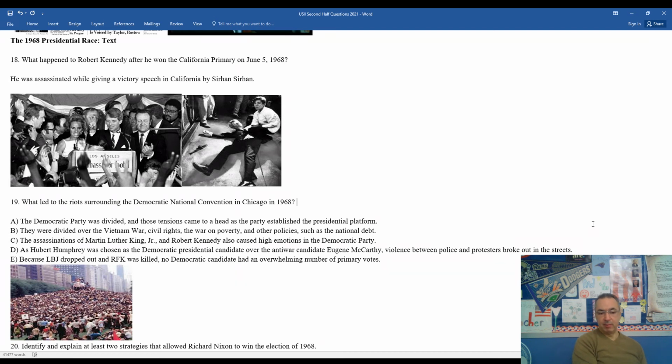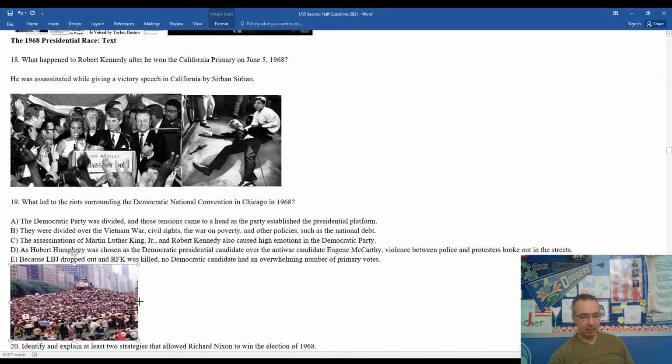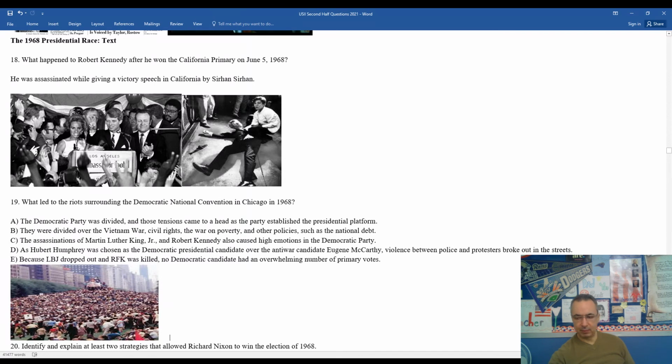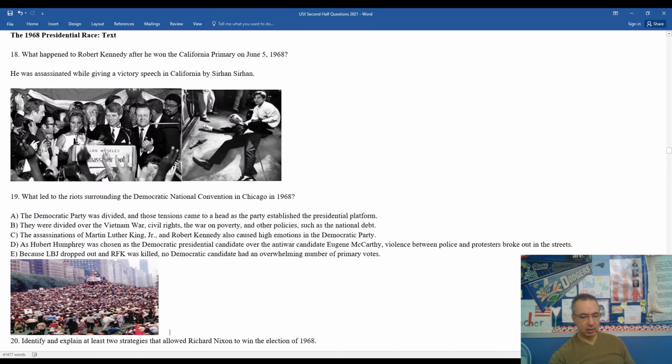They were divided over many different issues, including Vietnam, civil rights, poverty, and national debt. Martin Luther King Jr. had been assassinated in 1968 as well. You couple that with Robert F. Kennedy, so there were a lot of high emotions in the Democratic Party. Ultimately, Hubert H. Humphrey was chosen as the Democratic presidential candidate over the anti-war candidate Eugene McCarthy. Violence between police and protesters broke out on the streets. Because LBJ had dropped out and Kennedy was killed, no Democratic candidate had the requisite number of primary votes to be the nominee, which led to a lot of the fighting on the floor of the Democratic National Convention and also out in the streets of Chicago.